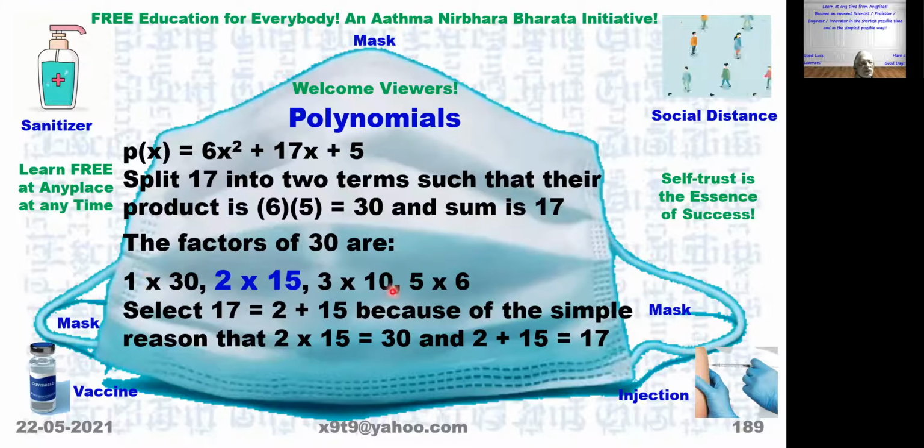Now, among these four, we have to select those numbers whose sum becomes equal to 17. The sum of the first pair gives 31, the sum of these two gives 17, the sum of these two gives 13, and the sum of these two gives 11. So we have to select 2 and 15 as the numbers. Now select 17 equal to 2 + 15, because 2 into 15 gives 30, and adding 2 + 15 gives 17.